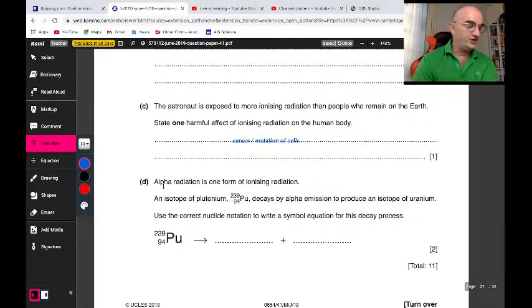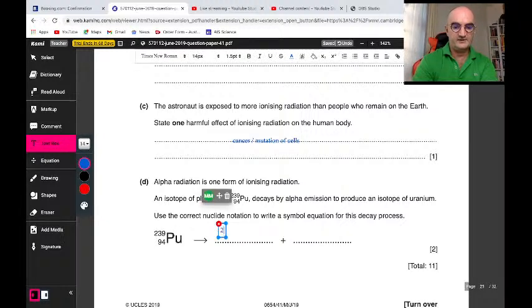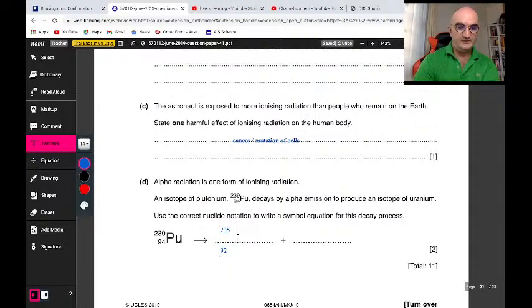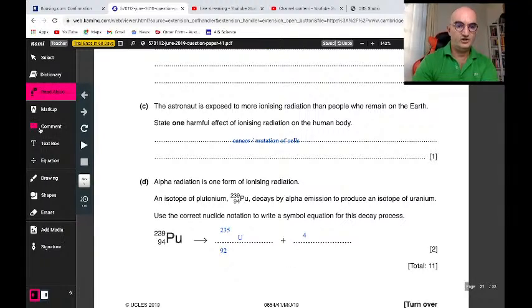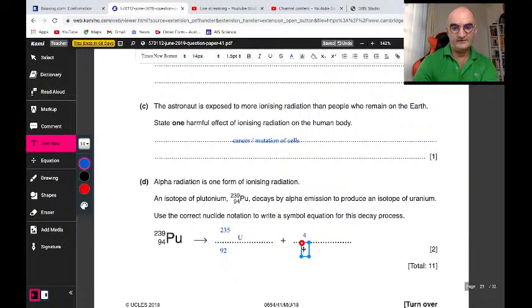This one is alpha radiation. Remember, alpha radiation is a helium nucleus, which has an atomic mass of 4 and an atomic number of 2. So if we take 4 from 239, we're going to get 235. And if we take 2 from 94, we get 92. And the element, which is element number 92, is uranium. And of course, we also get our 4 and our 2, because it's alpha radiation. And of course, that is helium.